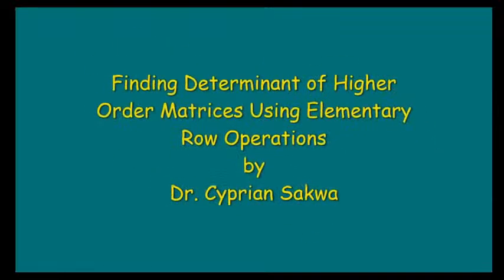Welcome back. In the video that just ended, we saw that we can find the determinants of matrices along a row or along a column. And in the video that follows, we look at another way of finding determinants of higher order matrices. In this video, we're looking at how to use elementary row operations to find the determinant.